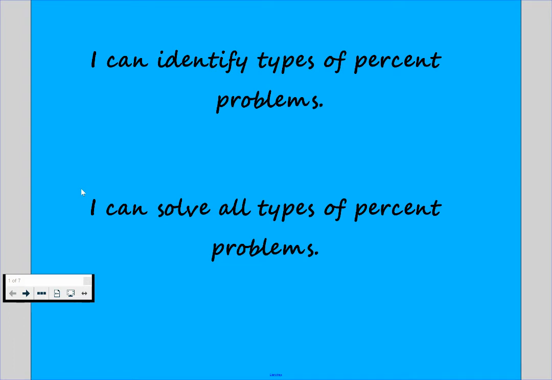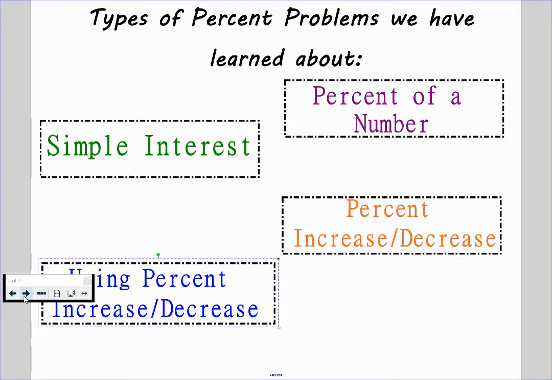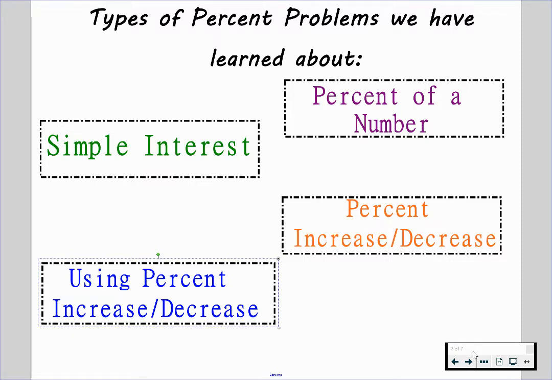Identifying the type of a percent problem, and then also being able to solve all those different types of percent problems. We have learned a few different types of percent problems. So we're going to call them these 4 different types. When we're talking about the type of percent problems, these are the ways that we're going to represent them.